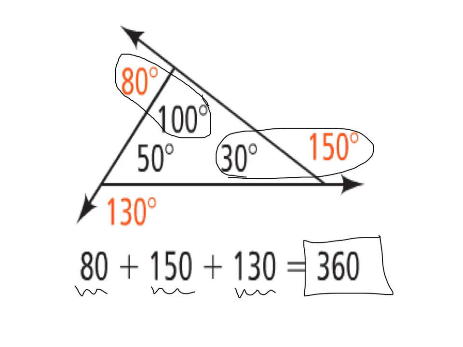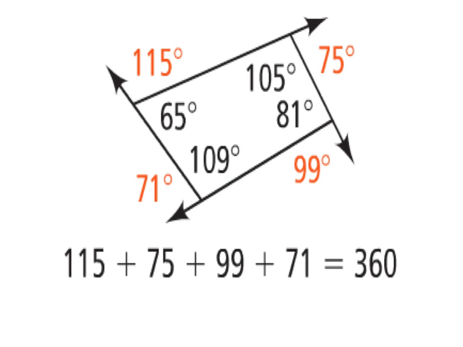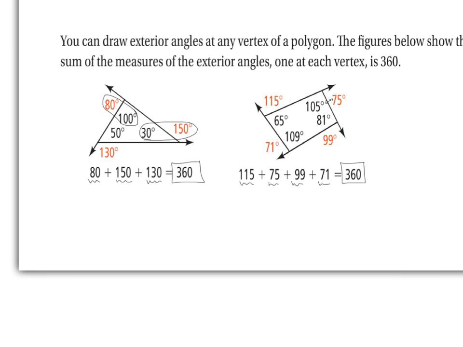Okay. Now, let's go over and look at the quadrilateral, four-sided figure. Again, as you look at how these are matched up, these are linear pairs. 105 and 75, they add up to 180. 115 and 65, they add up to 180. 71 and 109, they add up to 180, and so forth. Now, if you take the four exterior angles, the four outside angles, and you add them up, you get 360 degrees. That's going to be the same no matter how many sides you have.